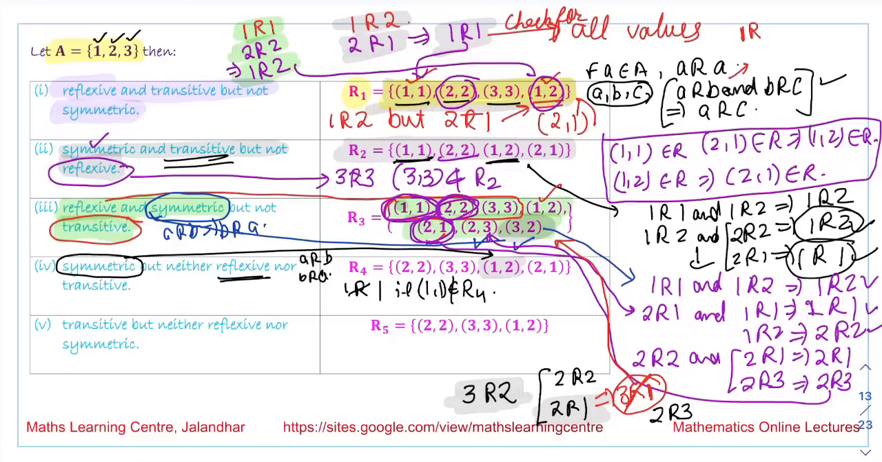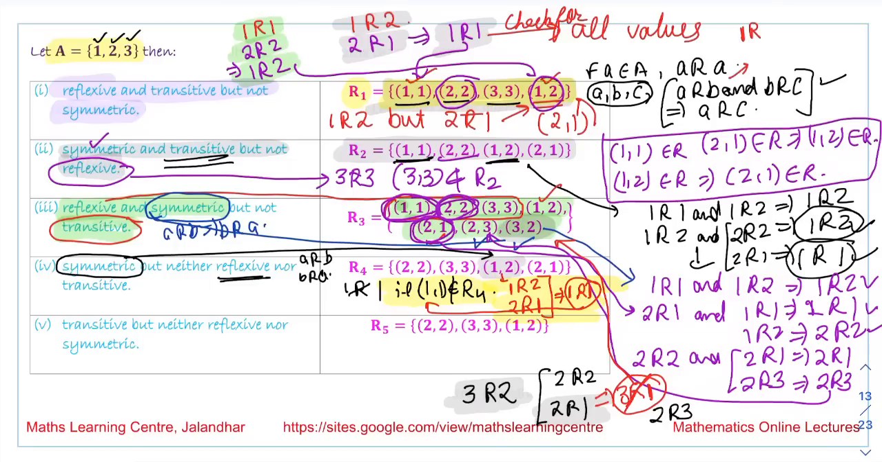And it is not transitive because we are saying 1 is related to 2 and 2 is related to 1. This should imply that 1 is related to 1, but 1 is not related to 1. We are saying 1 is not related to 1. It means this relation is not a transitive relation.